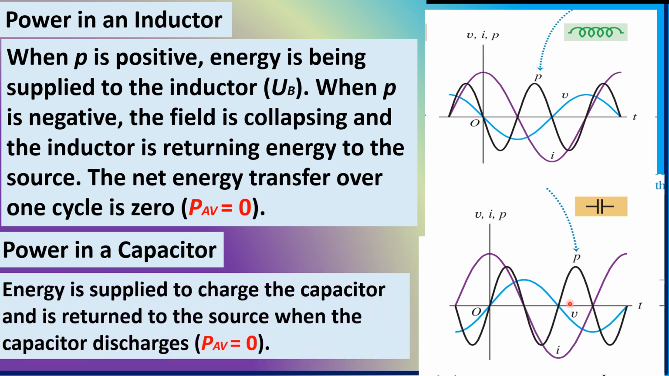All right, and the energy is supplied to charge the capacitor, and then it is returned to the source when the capacitor discharges. So the net energy transfer over one cycle is also equal to 0.